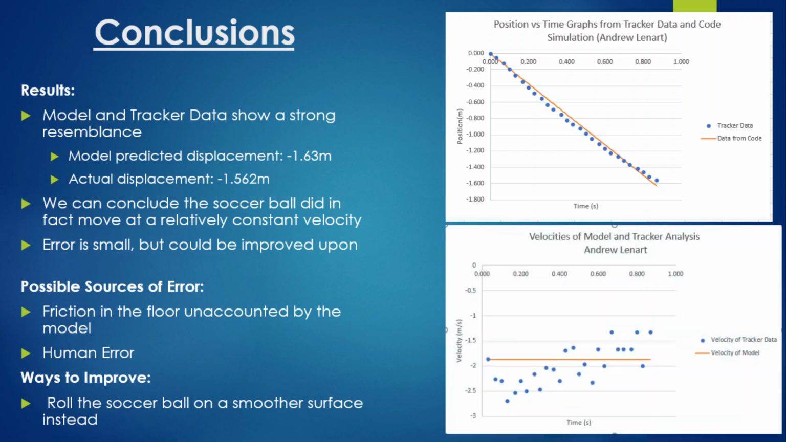And as you can see here, this visualizes the amount of error. You can see here the velocity of the model is shown by the orange line, what should be in an ideal world. And the blue points show the data from Tracker. So the blue points average out to be around negative 1.87, but as you can see here, there's error as it's not moving at a perfectly constant velocity. Again, this could be from friction or even human error.